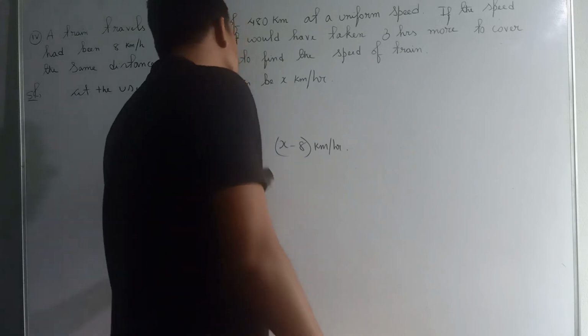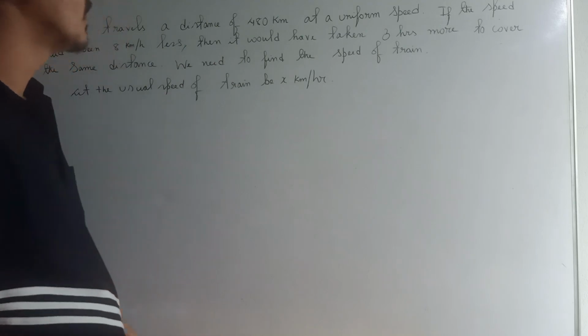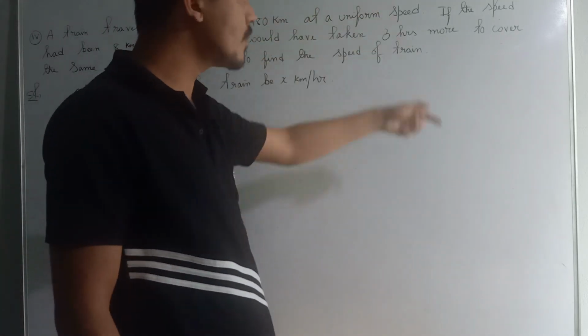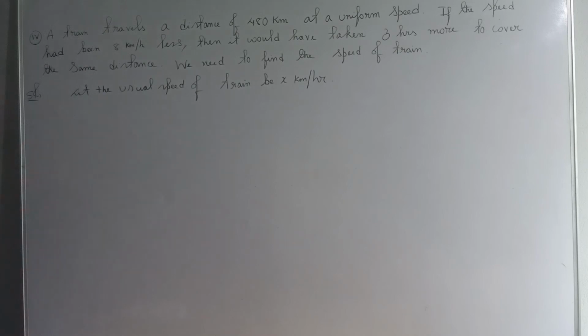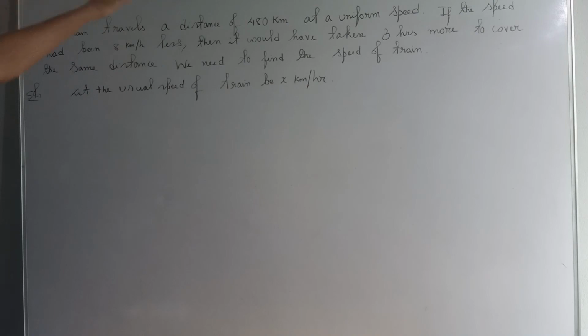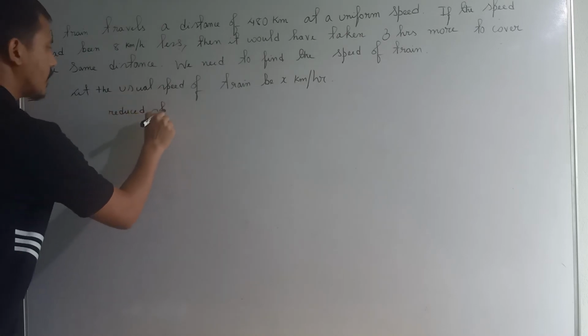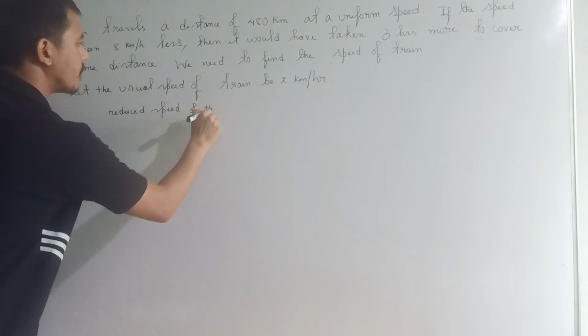Then if the speed of the train decreases by 8 km per hour, it will take 3 hours more than the usual time for covering the same distance. So the question says, if the speed of the train decreases by 8 units, then it will take 3 hours more. So I'm going to write here: reduced speed of the train.